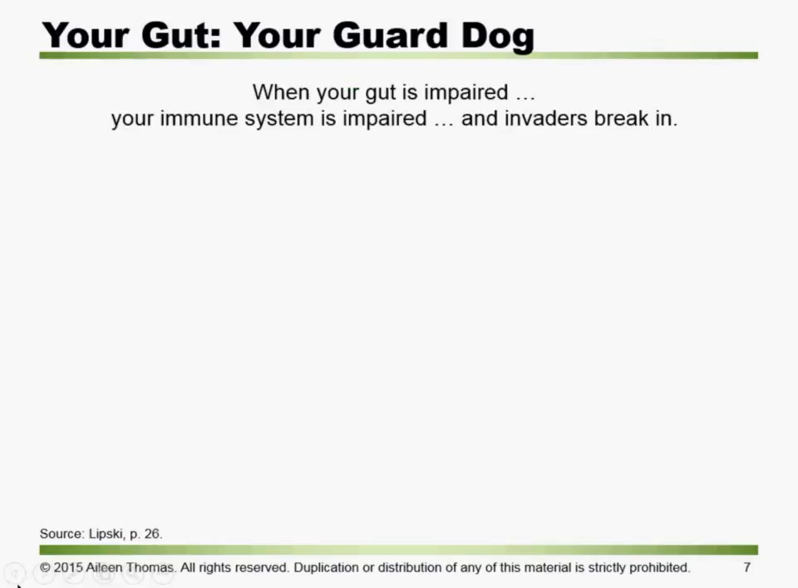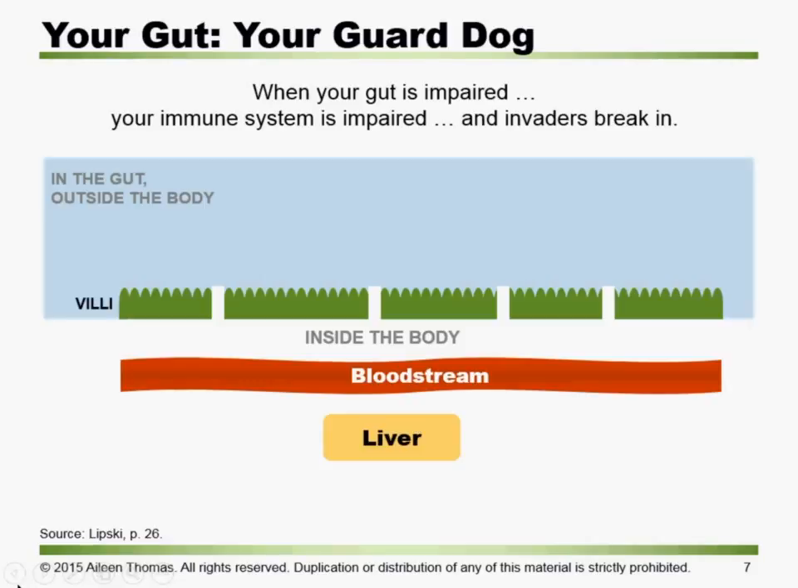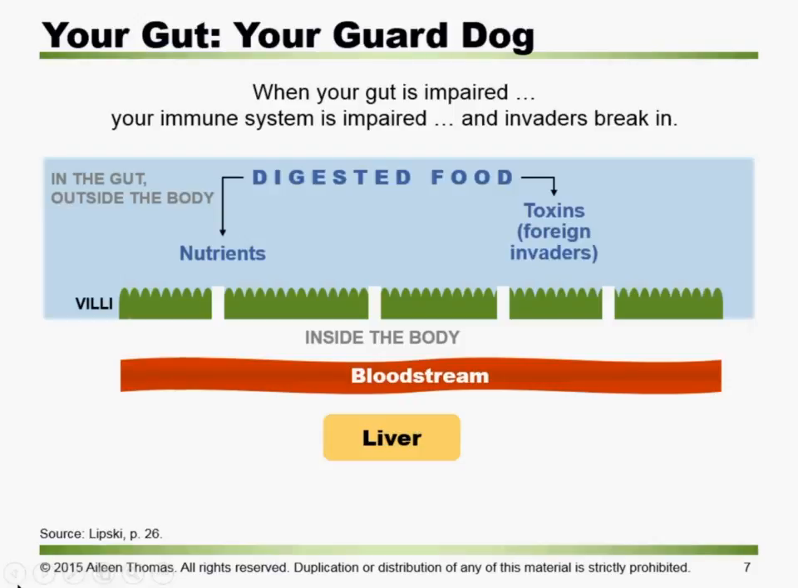So it makes sense that when your gut is impaired, your immune system is going to be impaired and intruders can break into the body. So here we are again, inside the gut and outside the body, and the gut has digested the food, or the chyme, meaning it's broken it down into its various components. Broadly speaking, these components are going to be one of two things. They're going to be either nutrients, which we want to get absorbed, or toxins, which we don't.